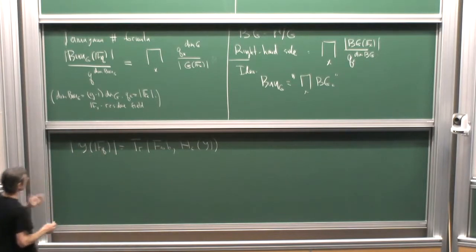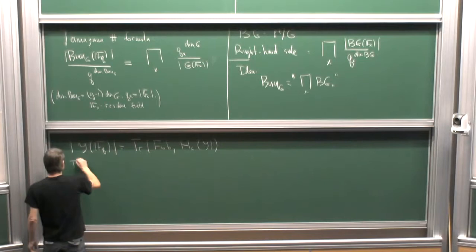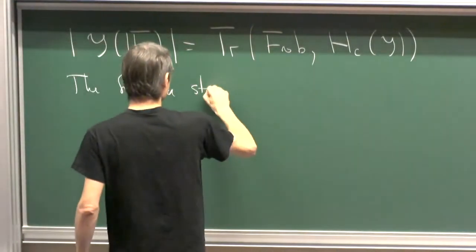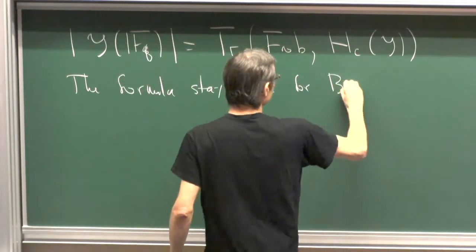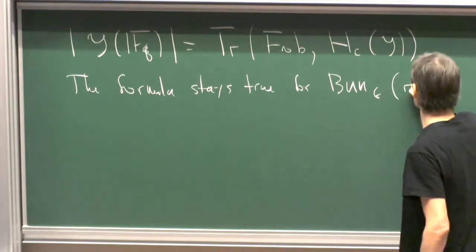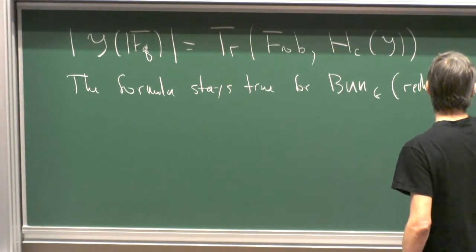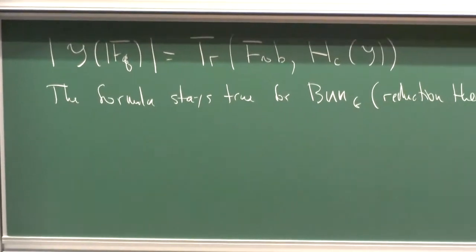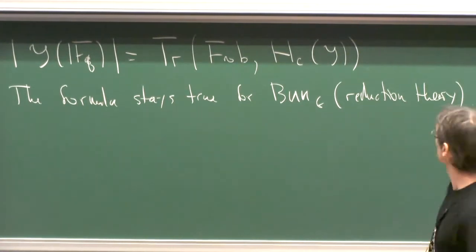Okay. So the formula stays true for Bun_G, and it's reduction theory. This cohomology is compatible with the inductive limit of these parts which are of finite type. Yes. Okay.